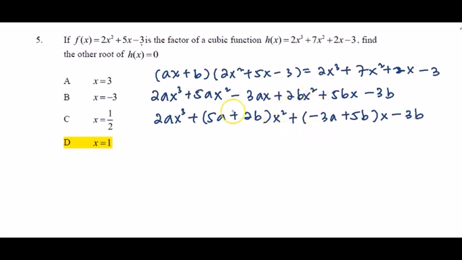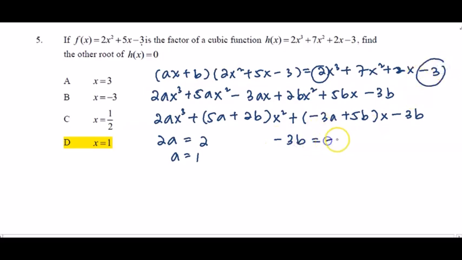So here I'm going to compare the coefficient of the x cubed. That 2a is equal to the 2 here. So a will be equal to 1. In order to get the b, I'm going to compare the constant. Negative 3b equals negative 3 here. So b will be equal to 1.